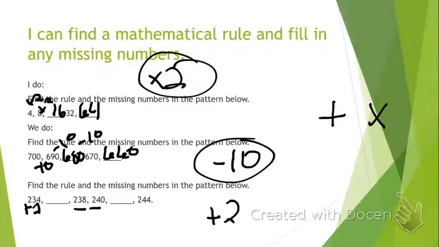234 plus 2 more would give me 236. Okay, 236 plus 2 more would give me 238. So it does work. 238 plus 2 more gives me 240. 240 plus 2 more gives me 242. And then 242 plus 2 more gives me 244. So it does work, and I found my two missing numbers.